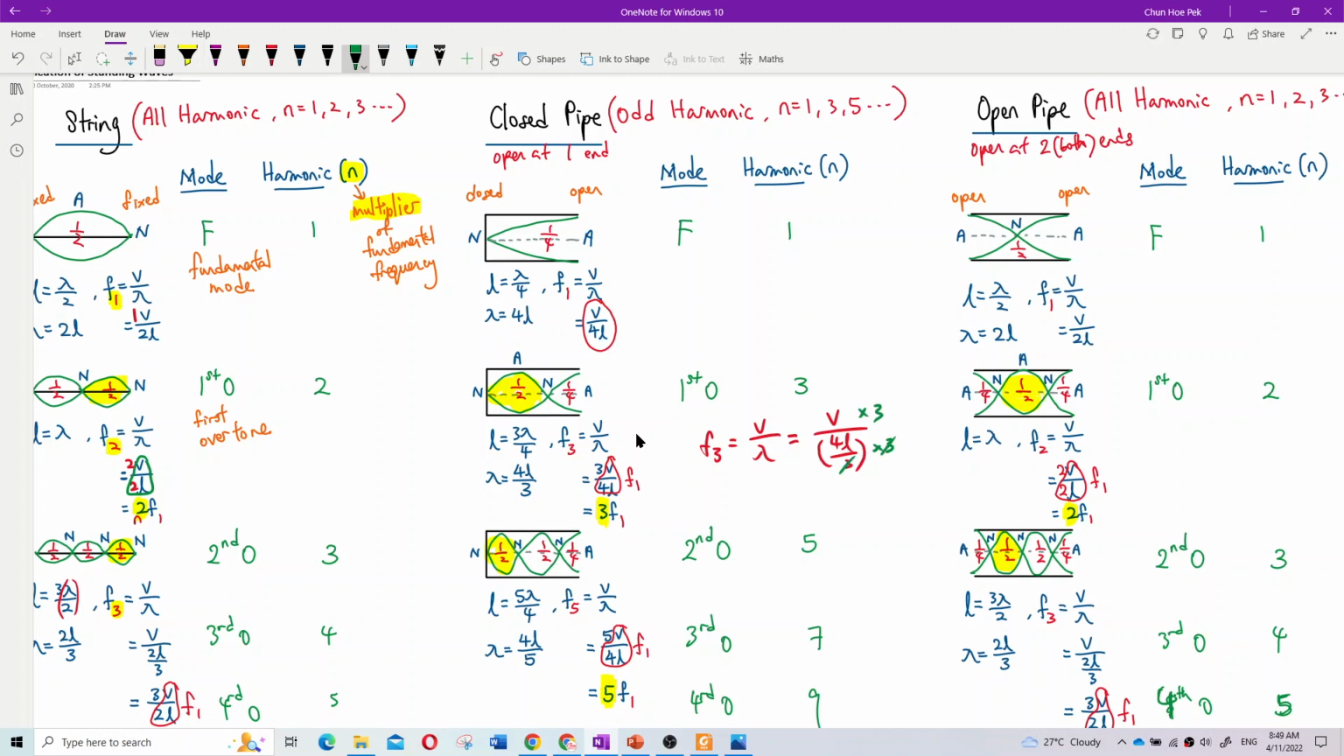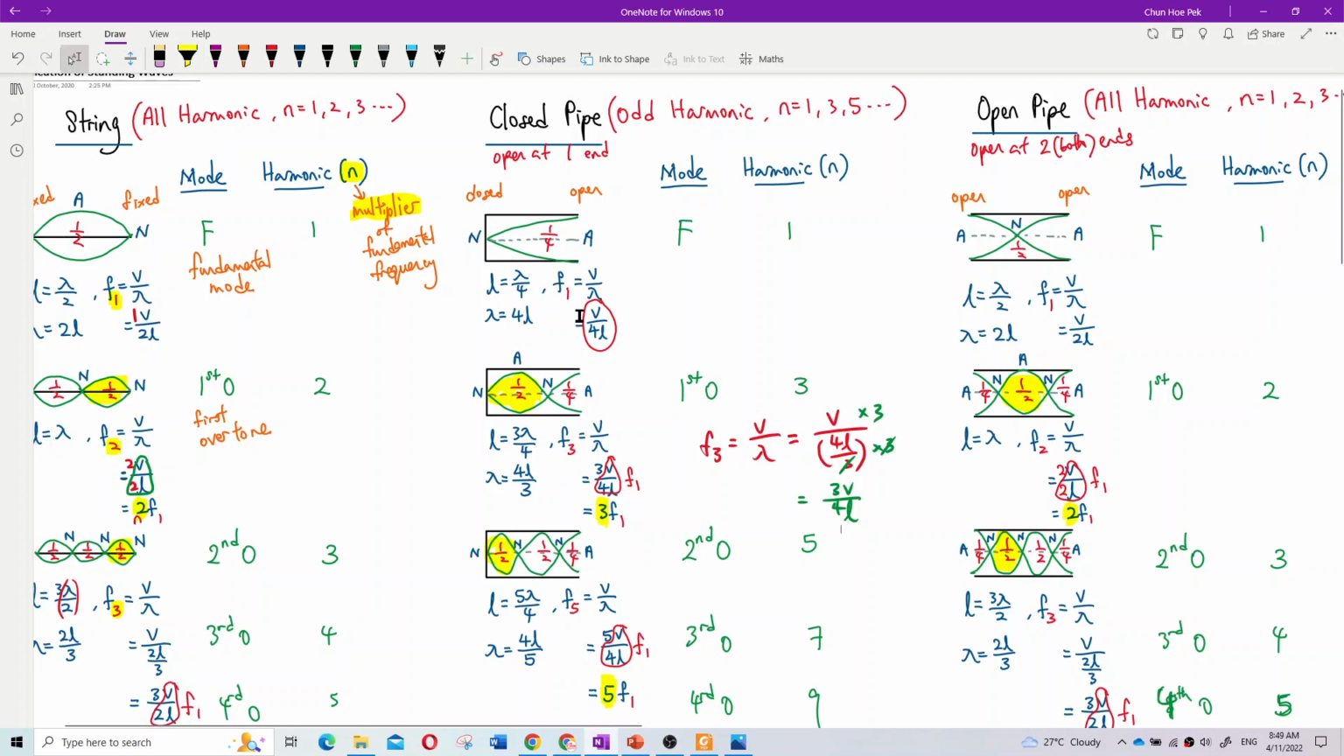And then we multiply by 3. So we get 3V over 4L. Correct or not, class? This V over 4L is represented by F1. Do you see that? It is F1. So it becomes 3F1. F3 is 3F1.